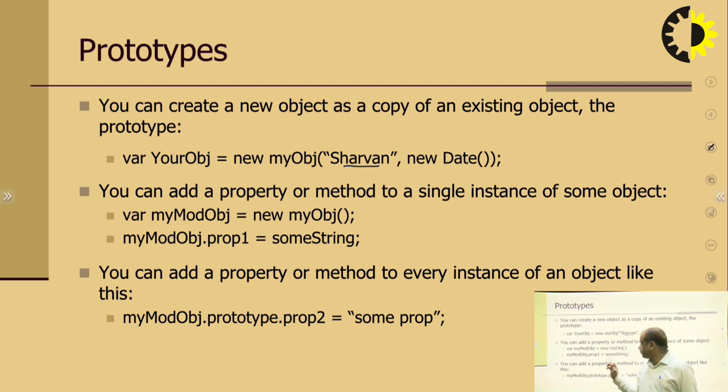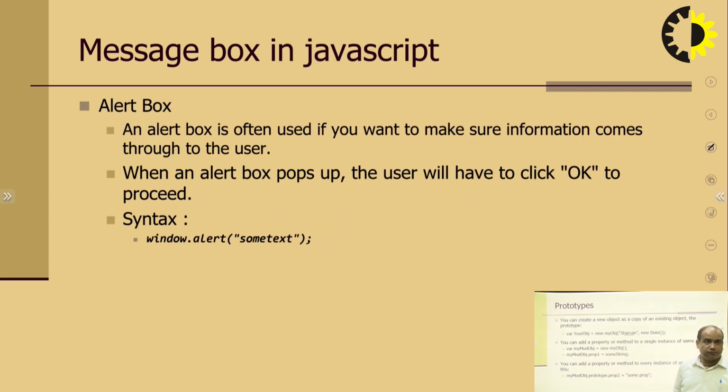So we can add a property or method to a single instance of the same object this way, where my mod object equal to new my object, and we can also define a property, my mod object dot property one equal to some string. So we can add a property or method to every instance of an object like this way. We can define my object dot prototype dot property is equal to some property also.